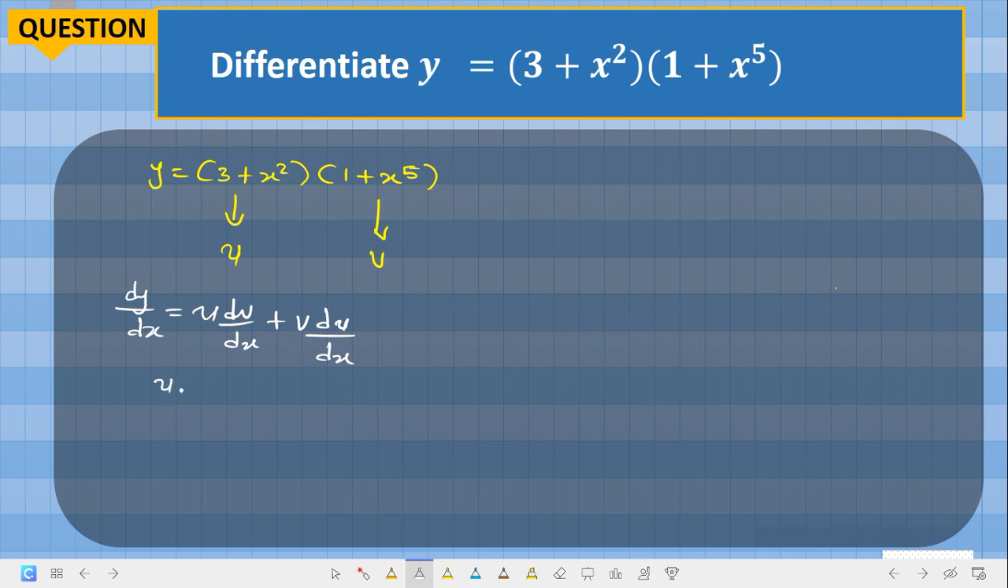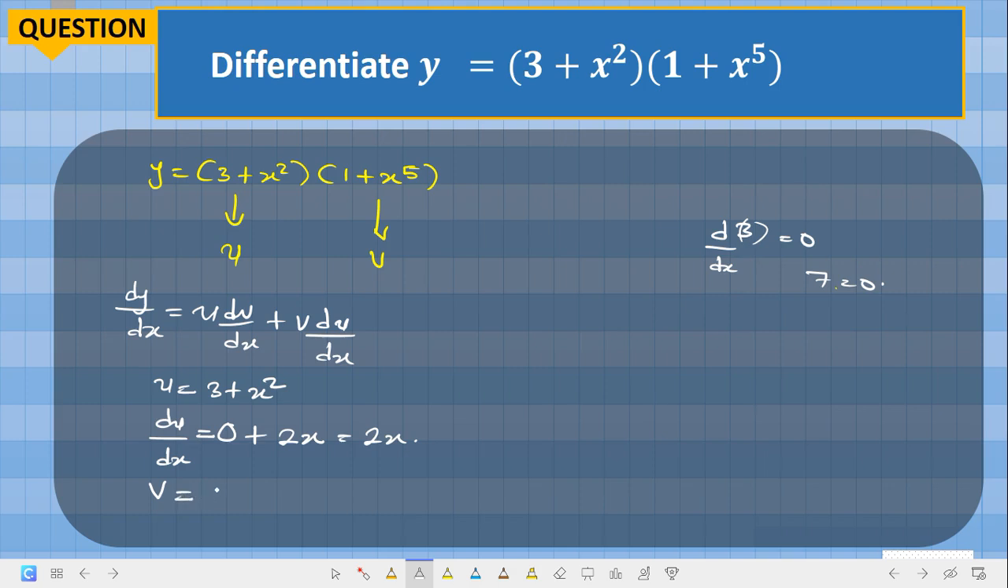Now what is our u? Our u is 3 plus s squared. Differentiate u with respect to s. It becomes du over ds is equal to, differentiate a constant. Whenever I differentiate a constant like 2 or 3, it is going to give you 0. Differentiate 7 is 0. Anything you differentiate that is a constant without a variable is 0. So this becomes 0 plus differentiate s squared, 2 comes down, so we have 2s, and this gives us du ds is 2s. Now our v is 1 plus s raised to the power of 5.